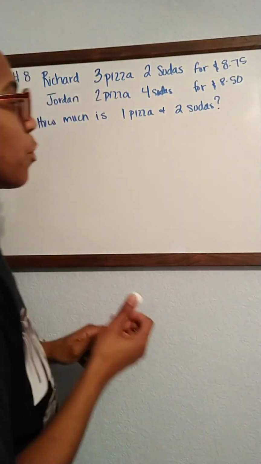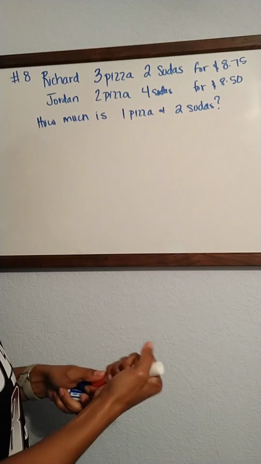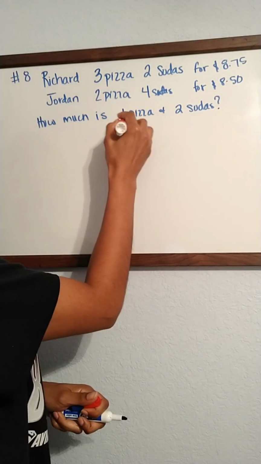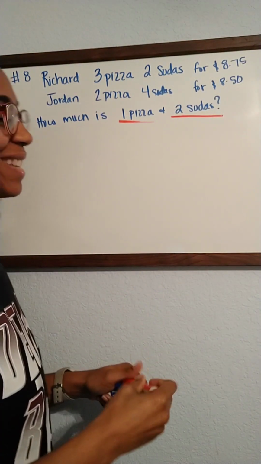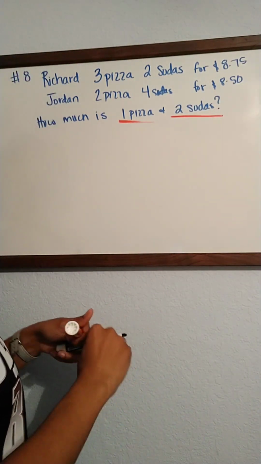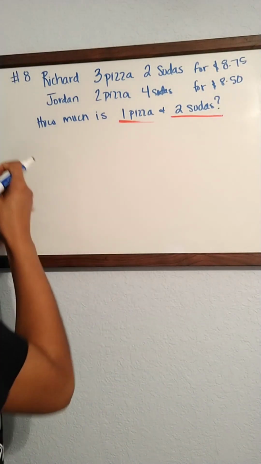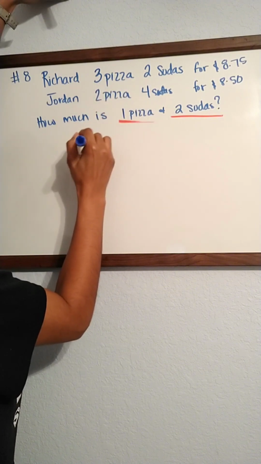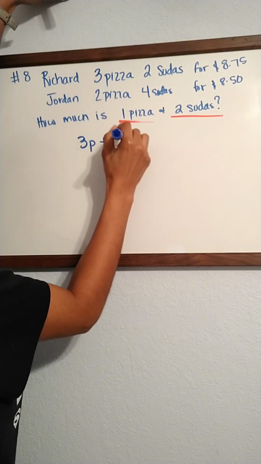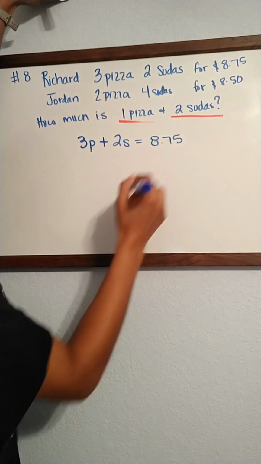So here we see that we are solving for 2 different pieces of information. We want to know how much it's going to cost to buy 1 pizza and 2 sodas. This is called a system of equations, which means that we're going to be solving for 2 pieces of information. Let's go ahead and write out these equations. 3 pizzas, so I'm going to do 3p plus 2s equals $8.75.